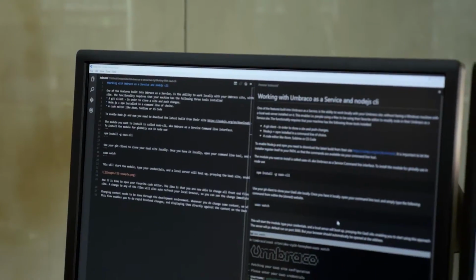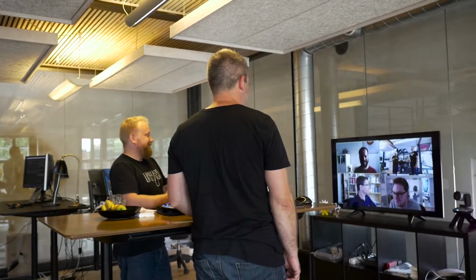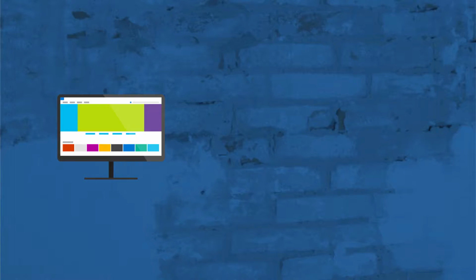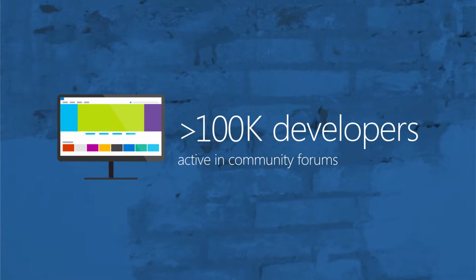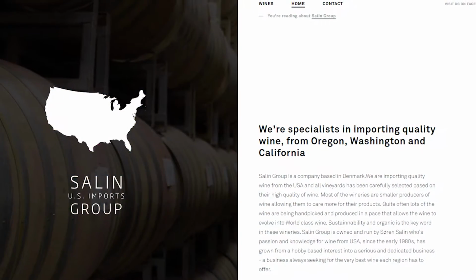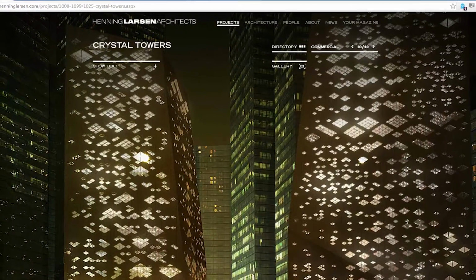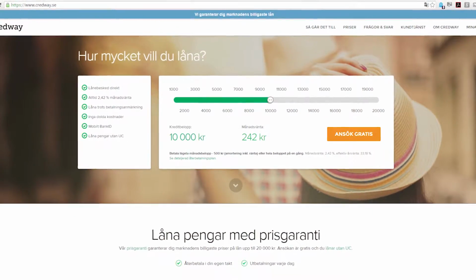Umbraco is an open source CMS, which is built on the .NET stack. It's been open source for around 10 years now. We have quite a large community of developers who use the system. We have, I think, more than 100,000 developers on our forums. We have more than 300,000 sites that are live now that run Umbraco.